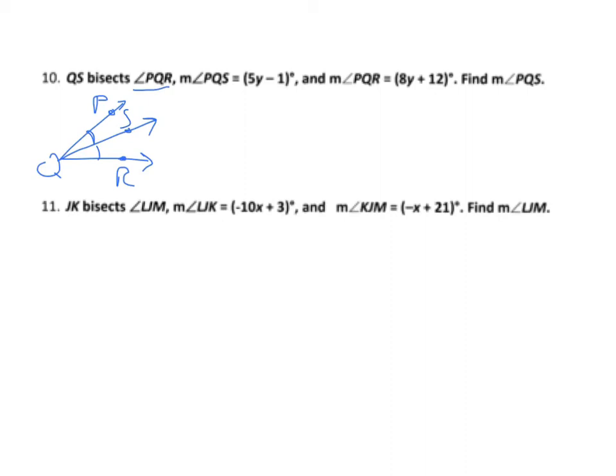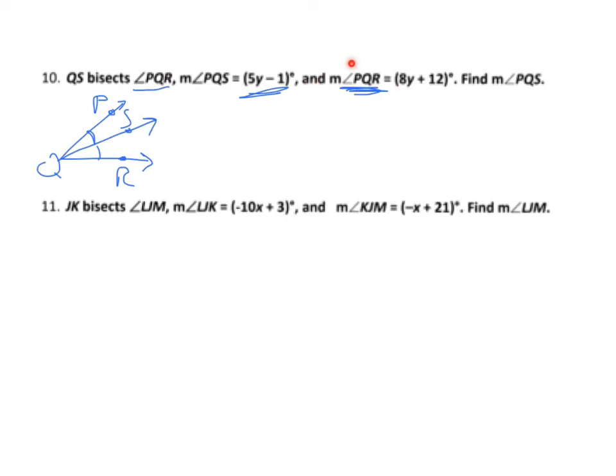However, they then tell me that the measure of PQS is represented by 5y minus 1. So that's a good start. But then they don't tell me SQR, they tell me PQR, which is the entire thing. So I can't actually set these equal because according to my diagram that I just drew, they're not equal. However, if QS is a true bisector, that would mean each piece of this is half of the total angle. So I know that PQS is half the size of PQR.